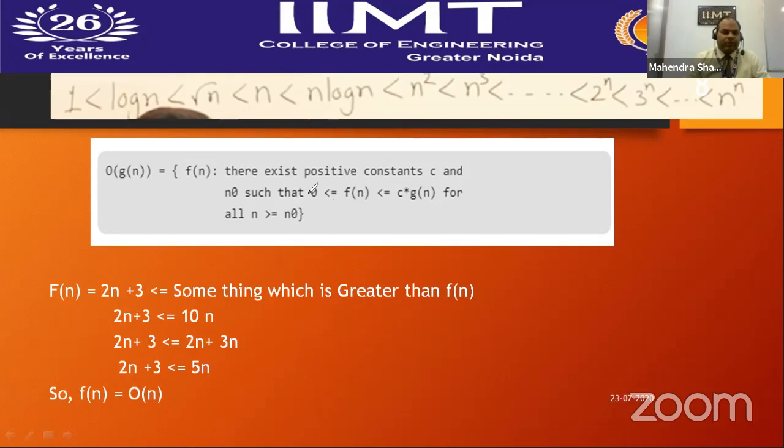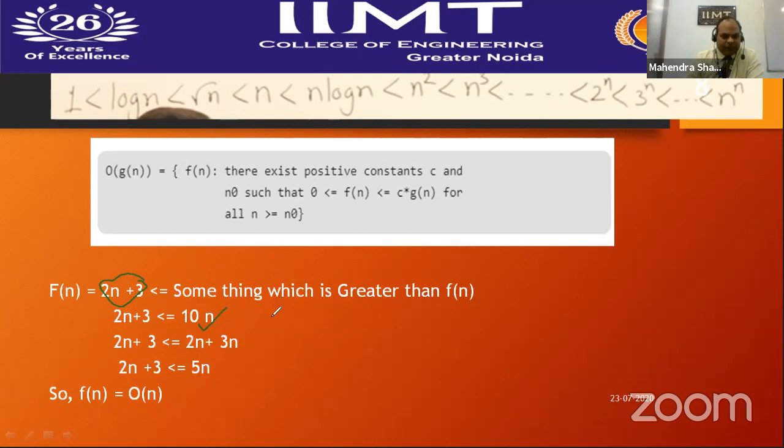Suppose you are given a function 2n plus 3. For this given function, find the value of g(n), the right side of this function. We can write something which is greater than f(n). So I have just written 10n. Check whether this inequality is true or false.